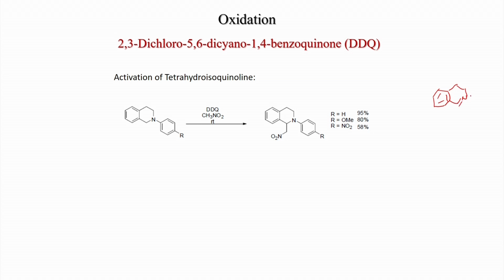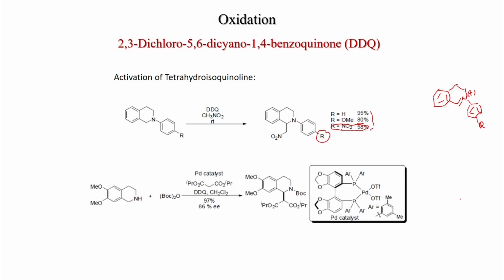So, first one electron, then another electron oxidation, and then you can get the iminium ion. It has been observed that the iminium ion is forming, and that can also be observed by changing the R group. Suppose when hydrogen is there, 95%, methoxy 95%, 80%, and when R is equal to NO2, then you get 58%. So, if there is an electron withdrawing group, then the iminium ion is destabilized.